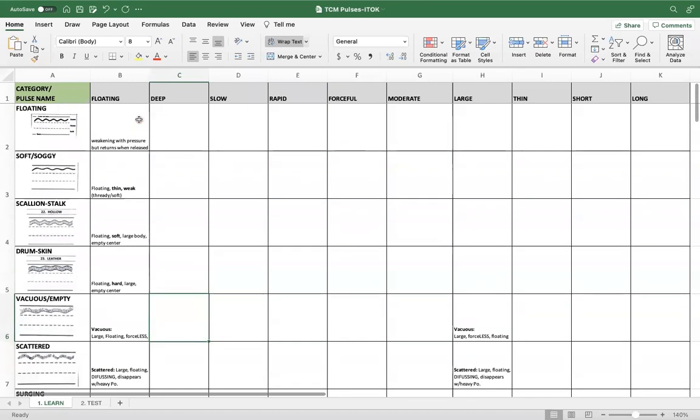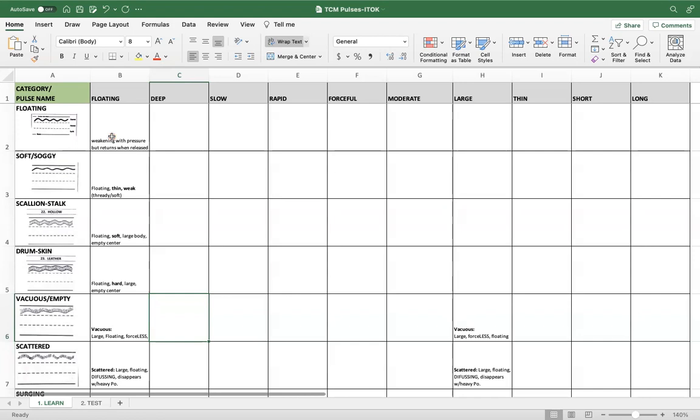Hello, I wanted to share with you this time a chart that I developed to memorize easily the 28 pulses in Chinese medicine. This is a very fun and short way to remember all the names, the images, and the pulse descriptions based on the book on TCM pulse diagnosis by Bob Flaws.